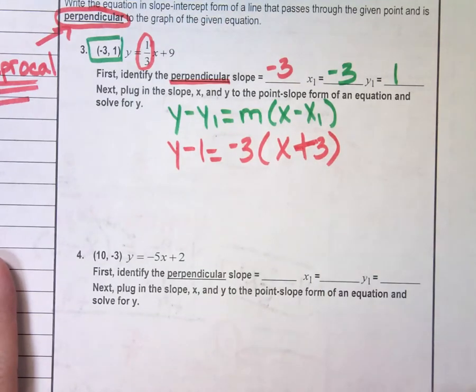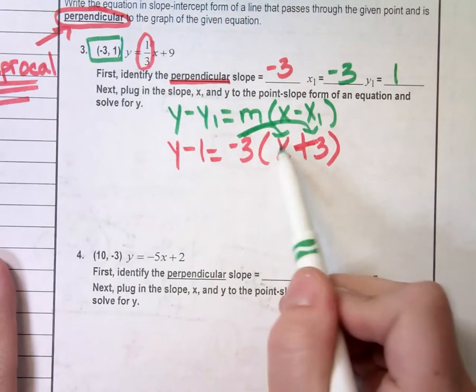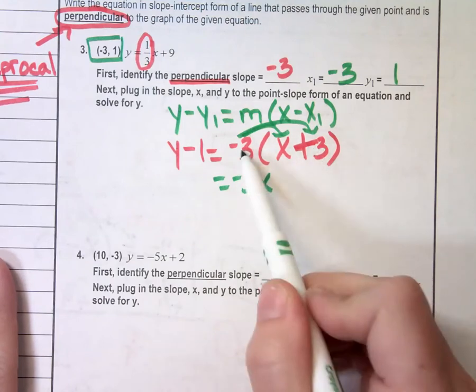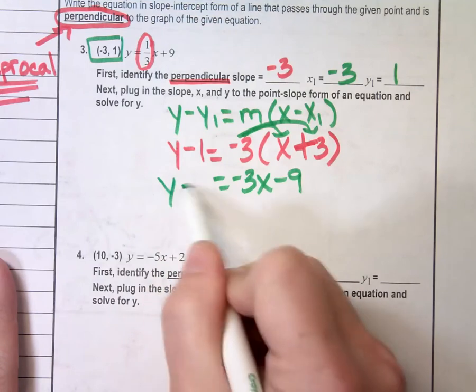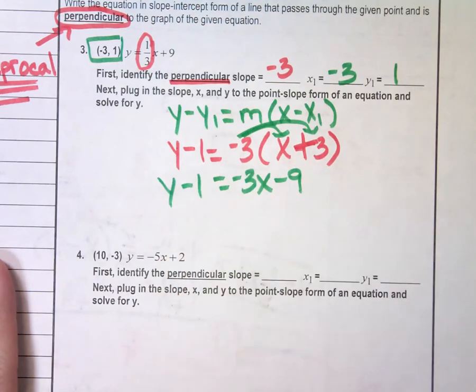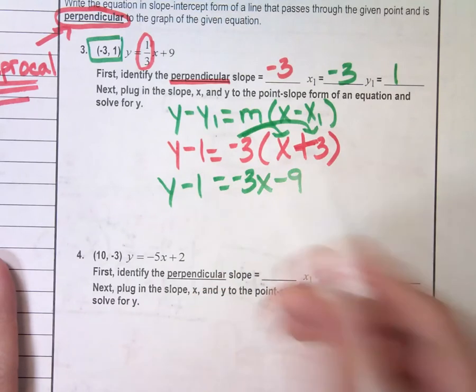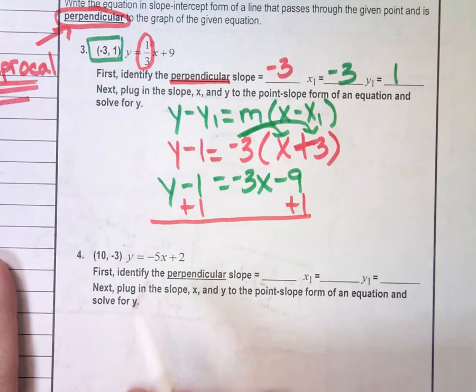Time to clean it up. I distribute my negative 3. Negative 3 times x makes negative 3x. Negative 3 times positive 3 makes a negative 9. I bring down my y minus 1. And then, if I want y by itself, how do I move my negative 1? I add 1 to both sides, and things start dropping like flies.